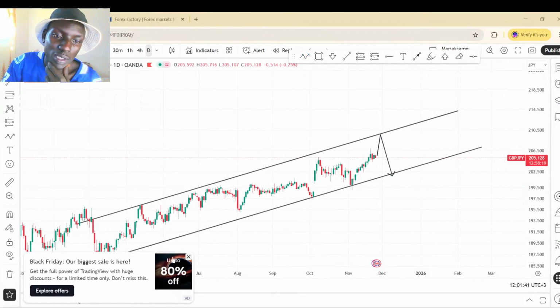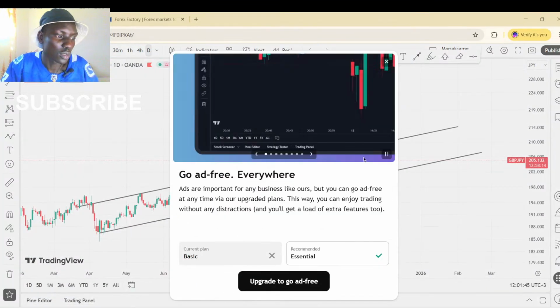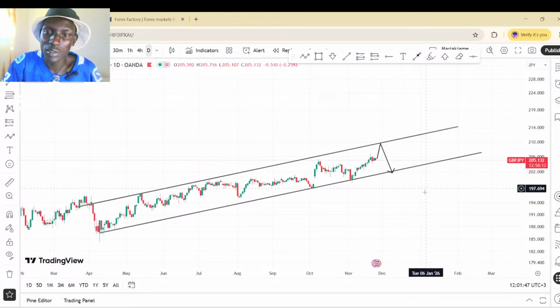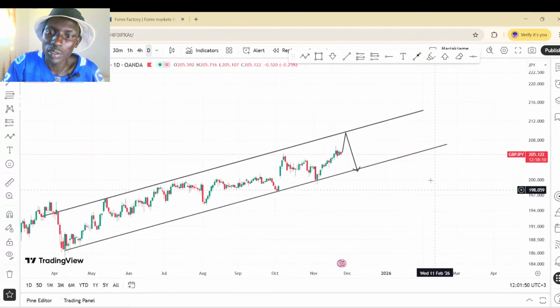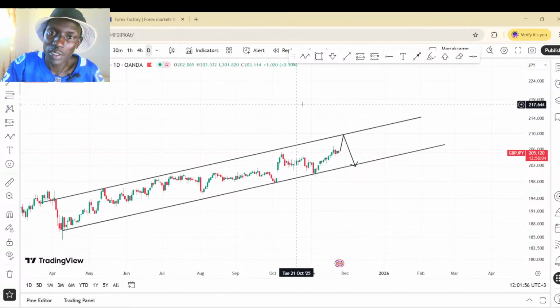And you know these pairs are not compared to gold. Gold is different from these other pairs here because they have low volume and profits are different also. So that is what we are going to wait for. We are waiting for the hits there.